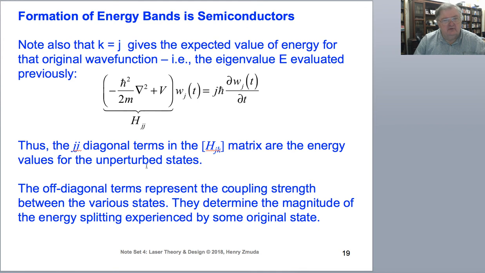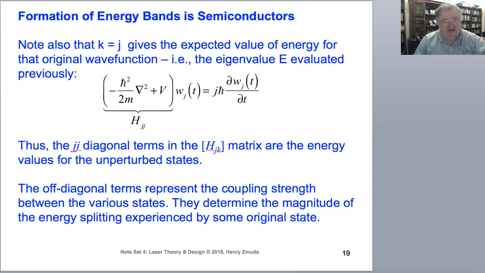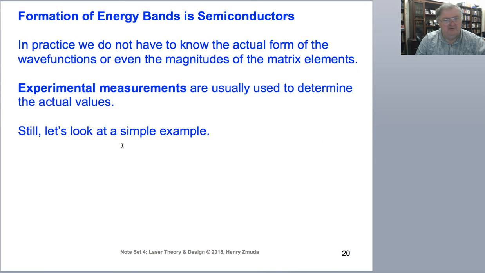The off-diagonal terms, the jk terms, tell me how strongly the atoms interact with each other, their coupling intensity, so to speak, the coupling strength, and that tells us something about the amount of splitting that gets experienced. Even if we were doing this for real, we would know exactly how to get these functions. In practice, we do not know the actual form of the wave functions or even the magnitudes of the matrix elements. Physicists or material scientists would do this experimentally to get those values. And the mouse is jumping on me.